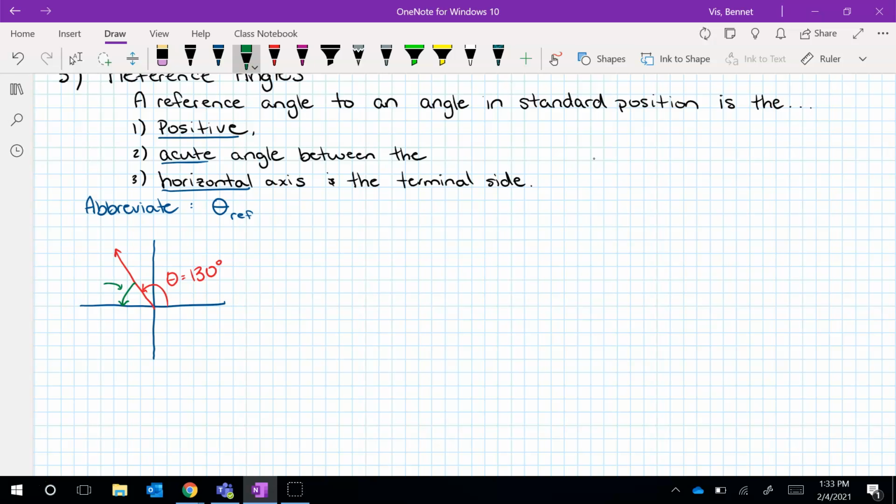So this angle is not in standard position. Standard position has to start at the horizontal axis. This angle starts at the terminal side, going to the horizontal axis, but it is my reference angle. And there will be a lot of similarities between the trig values of this reference angle that you're used to and the trig values of this 130 degree angle that we will explore later. All right, so let's look at another example.